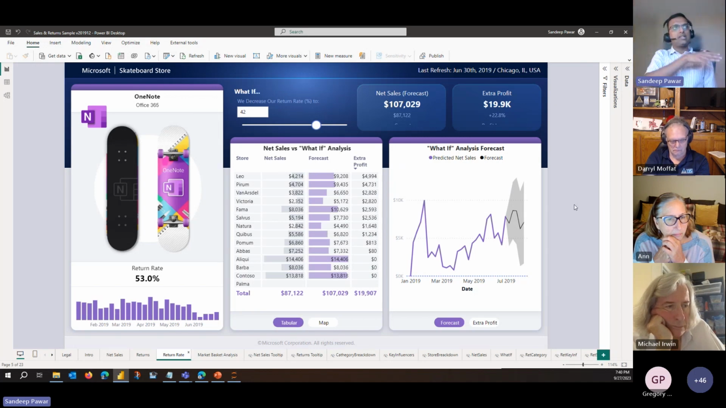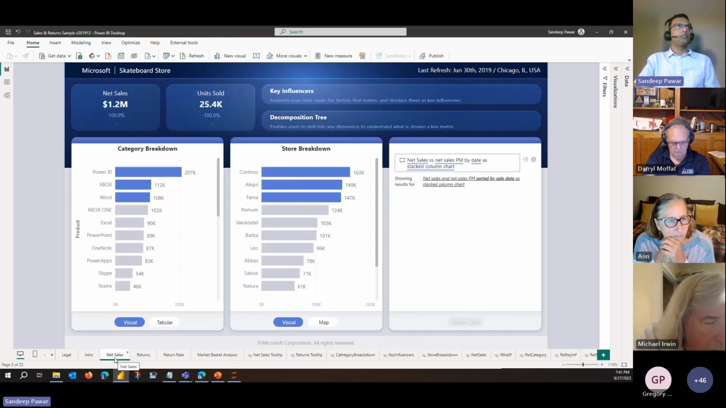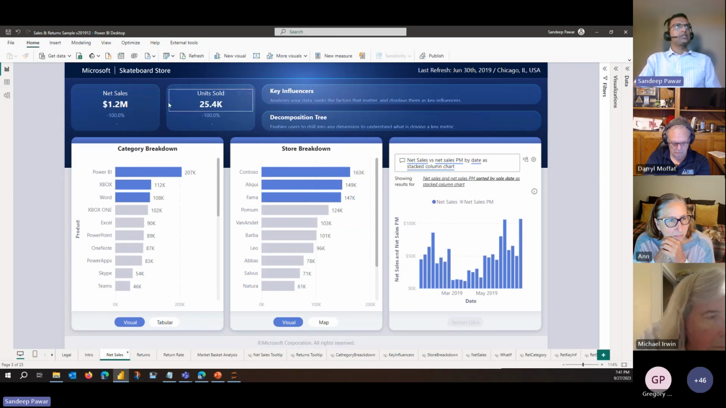But as a Power BI developer, mostly what we do is something like this. We add all these aggregate measures. Let's start with the first page here. We have net sales, which is a sum, then units sold, which is a sum, net sales by date, which shows you a trend, then by category, which is again aggregate data but broken down by different categories, by products as well as by stores.